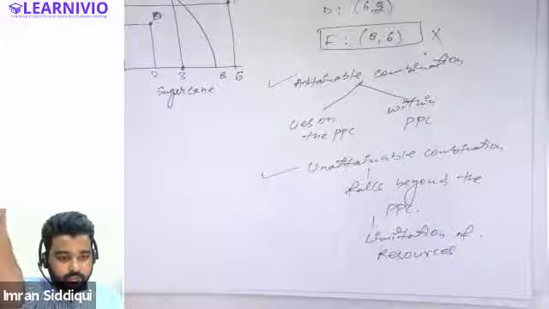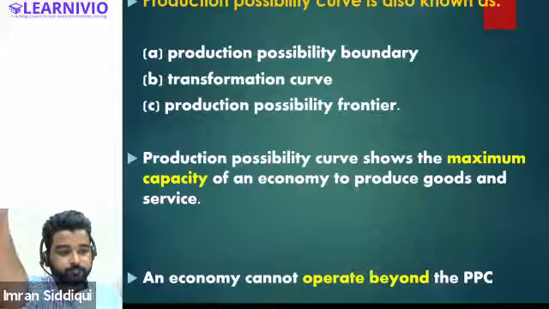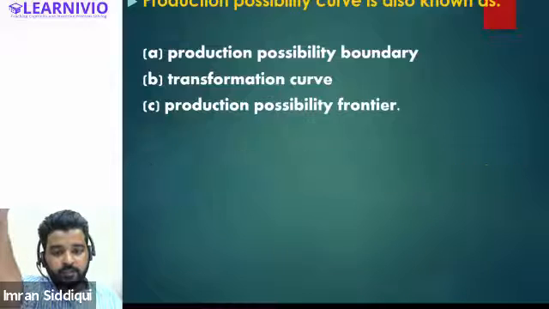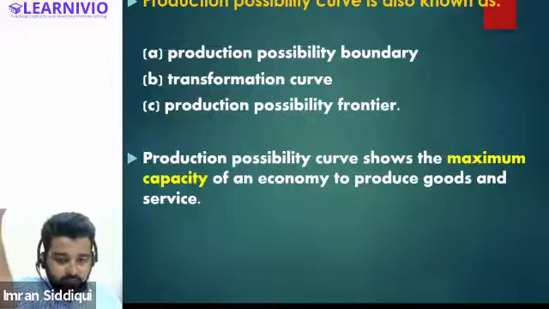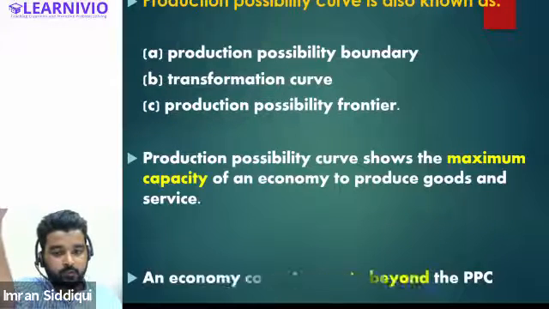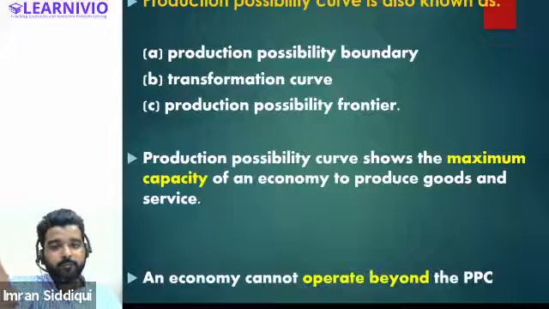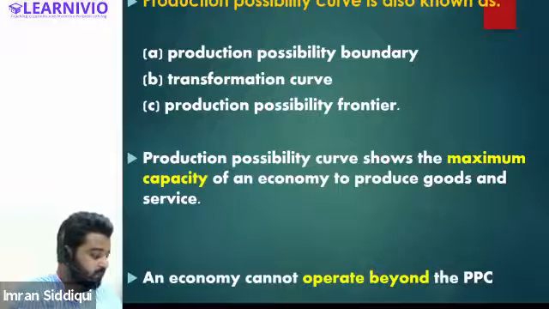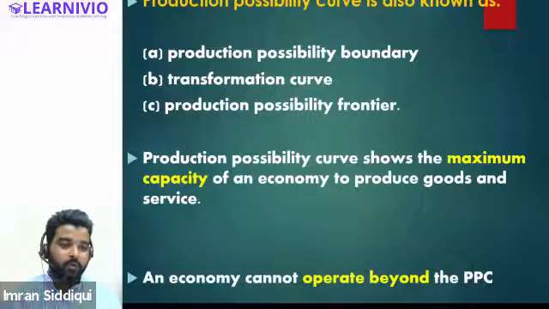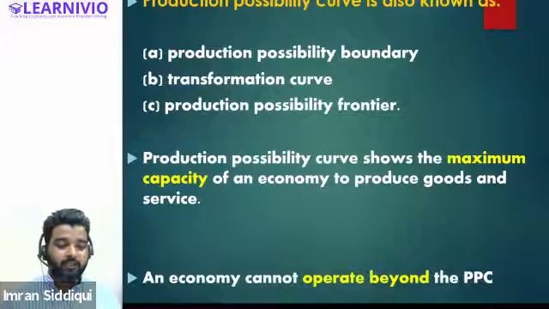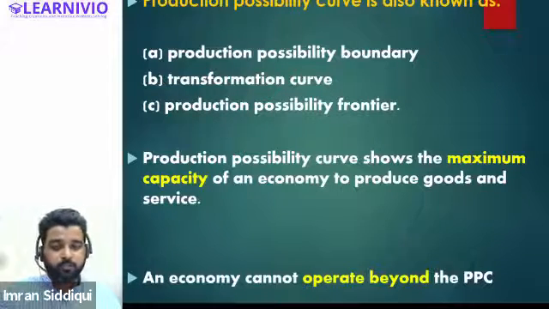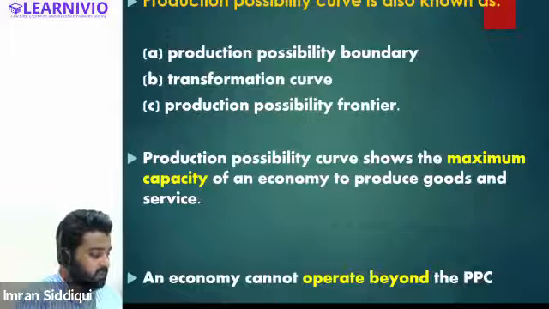Okay, let's continue with the slide. See, the second point was that the production possibility curve shows the maximum capacity of an economy to produce goods and services, right? The next point is that an economy cannot operate beyond the PPC. This is what I have told you just now. An economy can only operate within the production possibility curve or on it. Any combination that goes beyond the production possibility is unachievable or unattainable, correct?